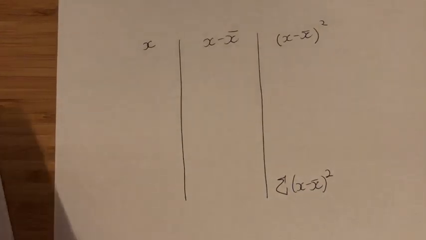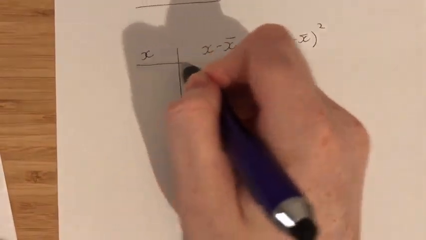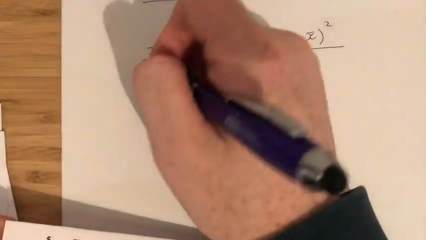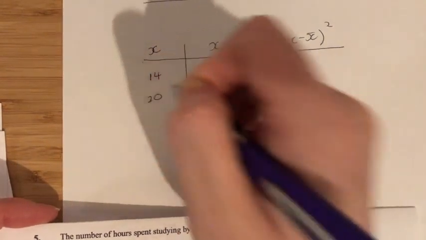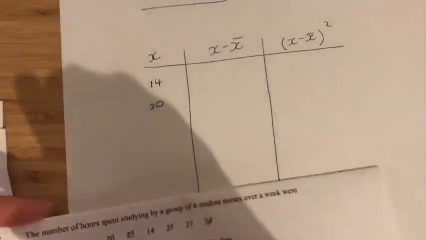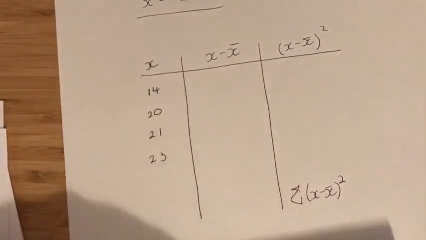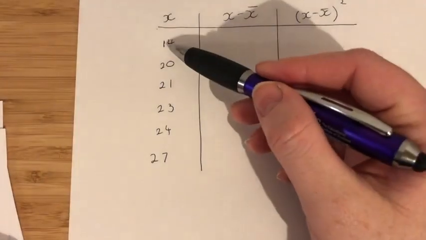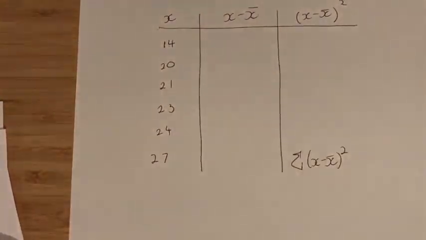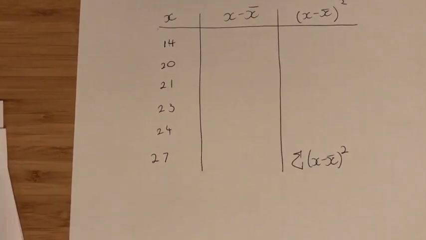So going back to our data values, when I'm writing this table, I like to write the x values, their data values, in numerical order. So I'm going to do that. We've got 14 first, 14, 20, 21, 23, 24, and 27. And just check here that you have written down as many as you need. There are 6, so yeah, we have 6 here. If you miss a number right here, it can just mean you go wrong. You don't really know where you've gone wrong, so just be careful for that.